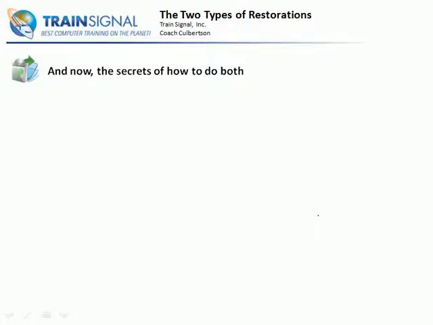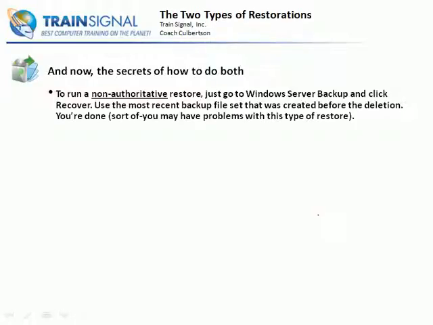Now, here's how we do both, okay? To run a non-authoritative restore, this one's super easy, and this is just the one option, by the way. You go to Windows Server Backup, you click Recover. Yeah, I know, it really is that easy. You use the most recent backup file set that was created before the deletion of the objects, and you're done.